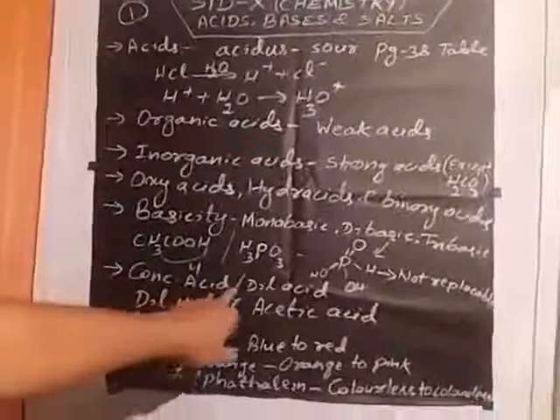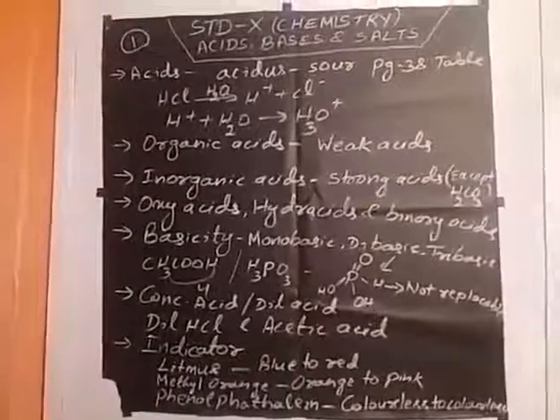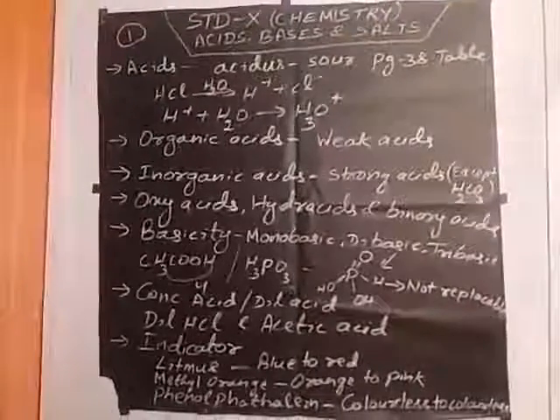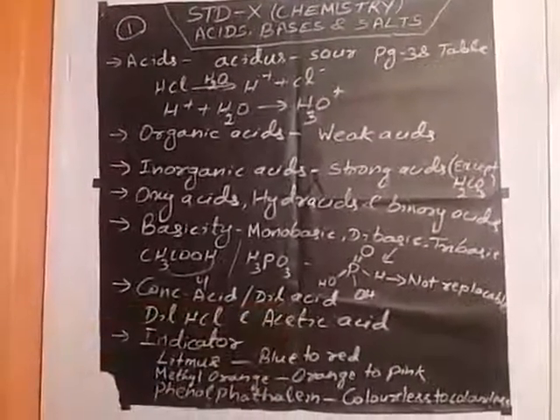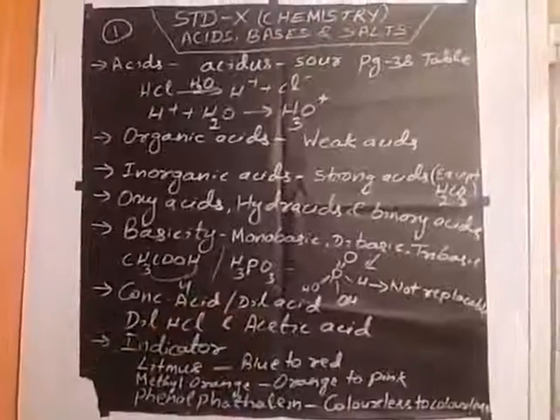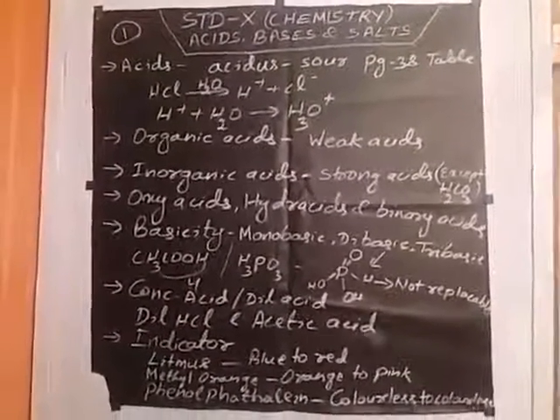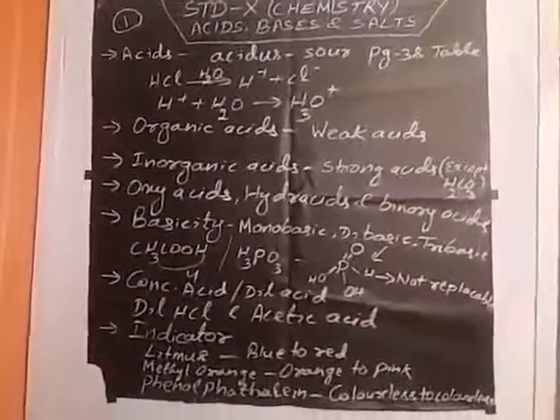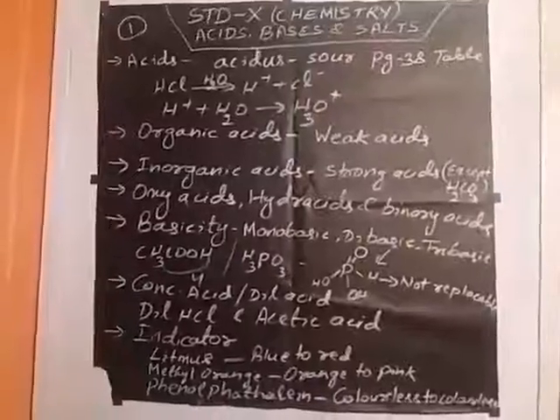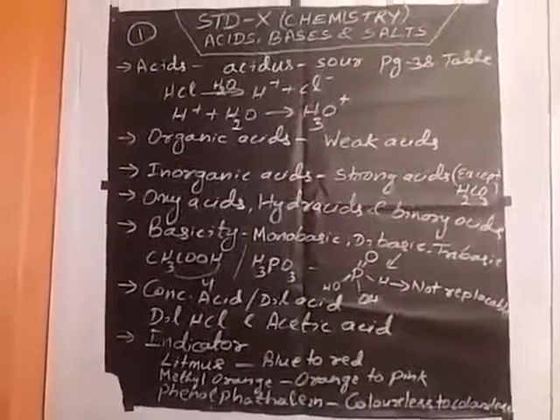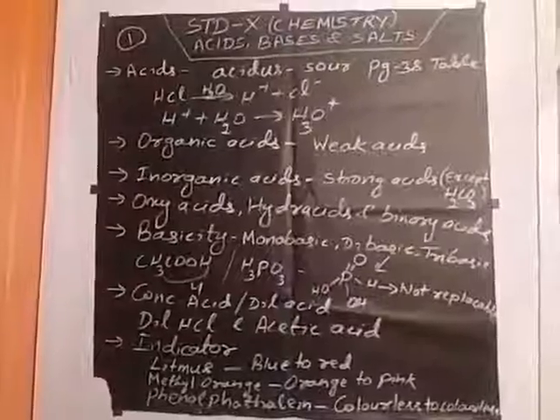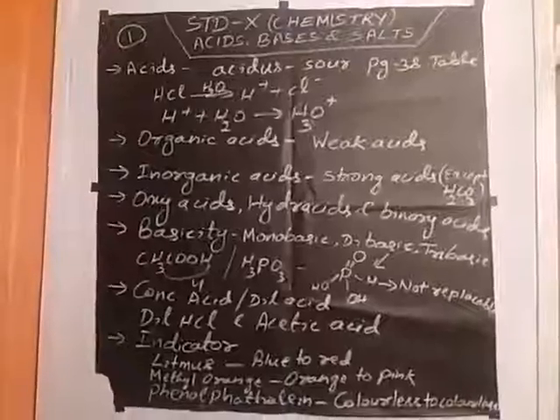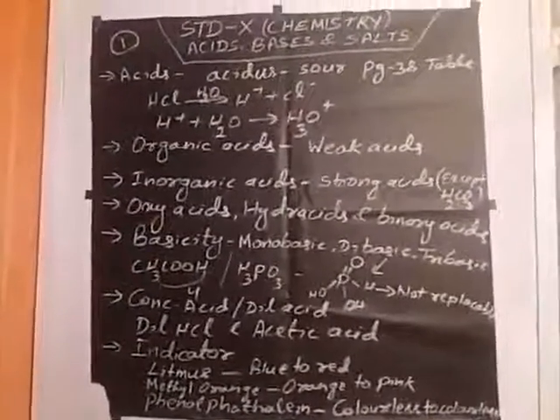Then concentrated acid and dilute acid depend upon the water present in that acid. If the water percentage is more, it is dilute. If the water percentage is less, it is concentrated. Another is the strength of acids. The degree of ionization alpha is the number of acid molecules ionized divided by the total number of acid molecules present in the aqueous solution, times 100%. If alpha is greater than 30%, it is a strong acid. If less than 30%, it is a weak acid.